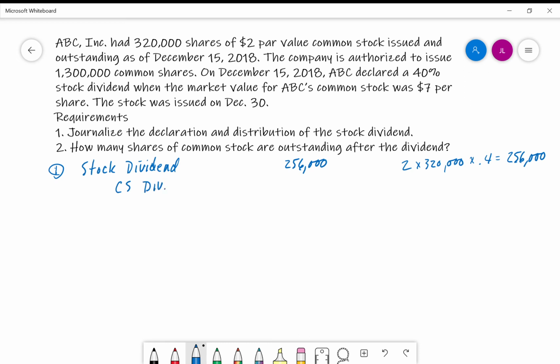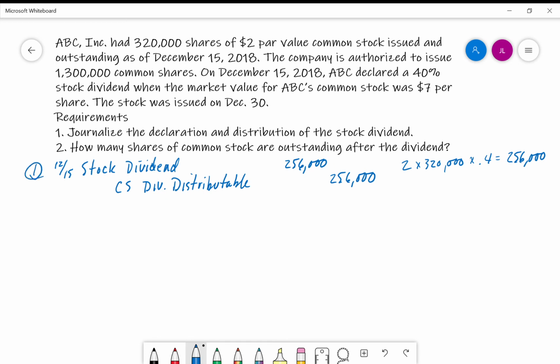dividend. Remember, now we're looking at distributable. It's not payable because it's not cash. So this is 256,000. So there's our declaration, and let me change this. This will be on 12/15. This is number one. So there's the declaration.